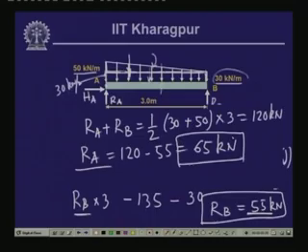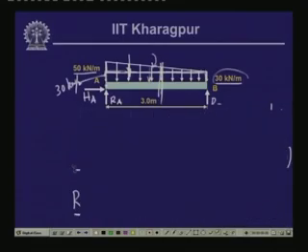Now, to compute the bending moment and shear force at this particular midpoint, let us take the free body of that particular part, so that you can evaluate the value of the bending moment and the shear force readily.